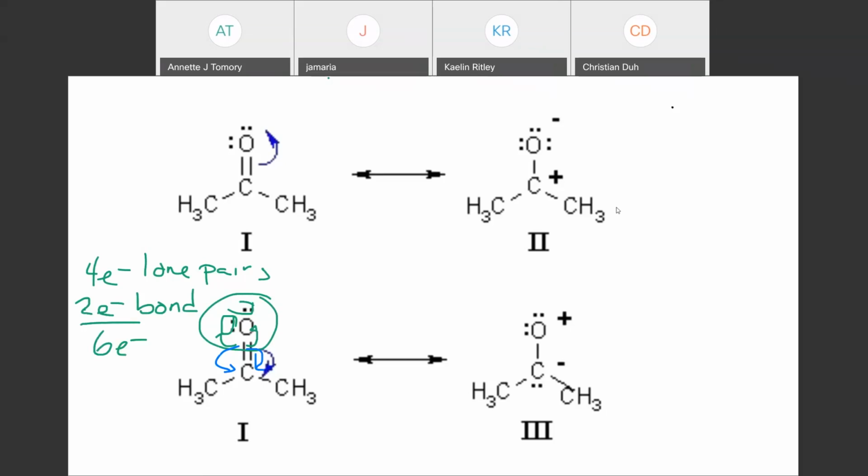How many valence electrons is it supposed to have? How many did I bring into it? 6. So 6 minus 6 is 0. That's where we got that 0 from.